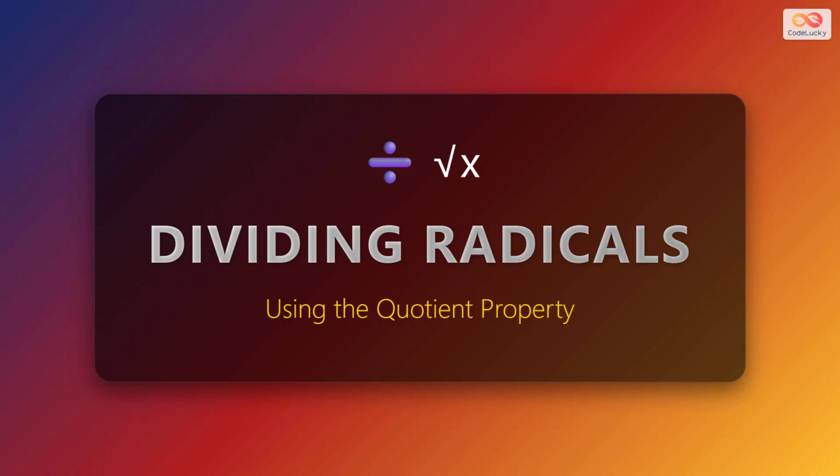Today, we are going to master dividing radicals using something called the quotient property. It sounds fancy, but it is actually a very simple tool that makes simplifying messy radical fractions much easier.